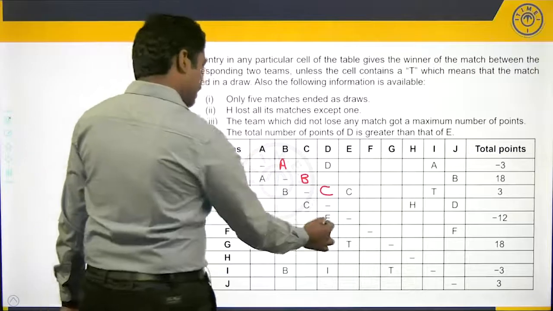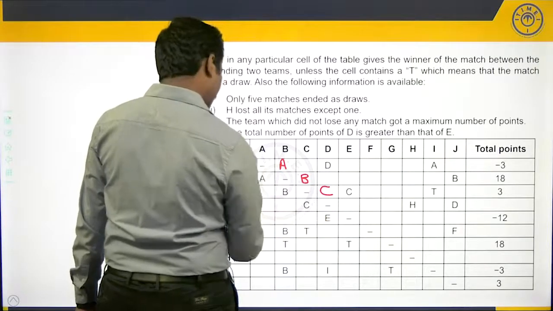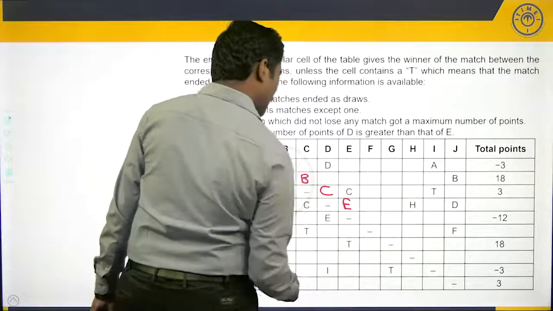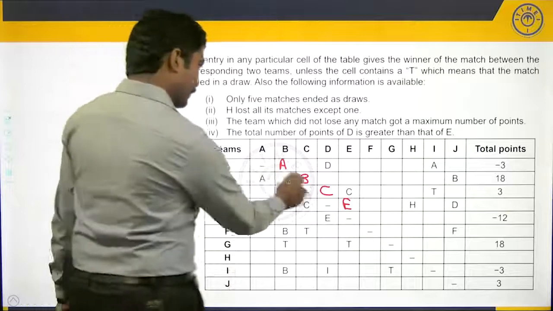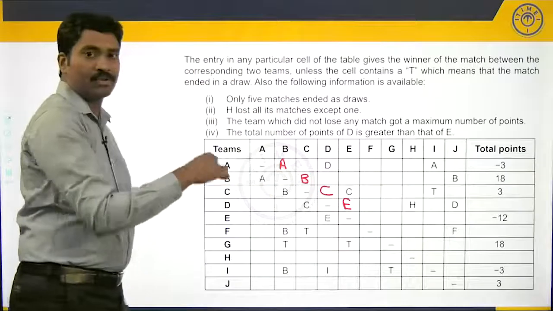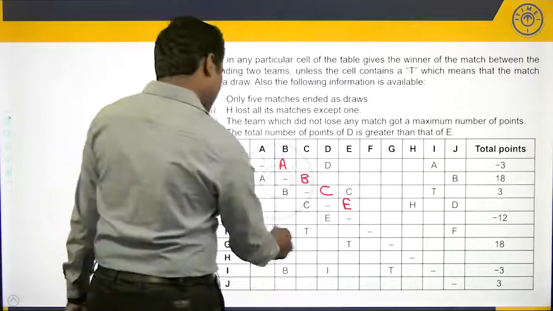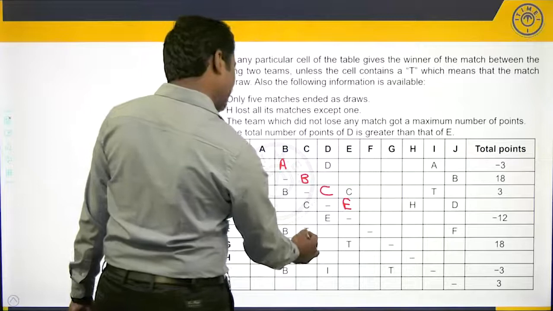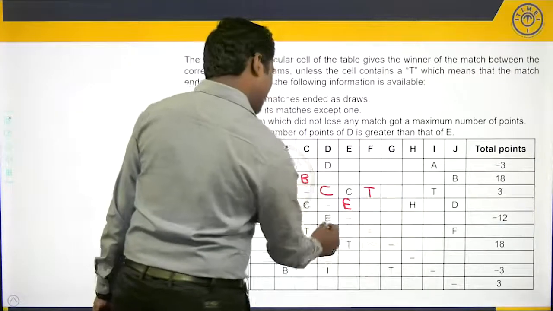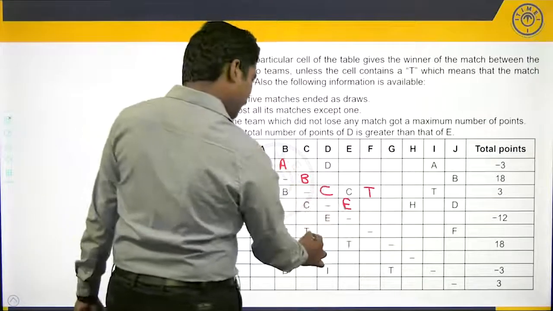Check this, E played with D and E won. Now, when D plays with E also, E should win, correct? So, we'll first check all the values at the downside, then we'll check all the values above the diagonal, okay? So, this is a tie. F and C resulted in a tie. So, C and F, this will also result in a tie, T and T. So, AA, BB, CC, EE, this is a tie.